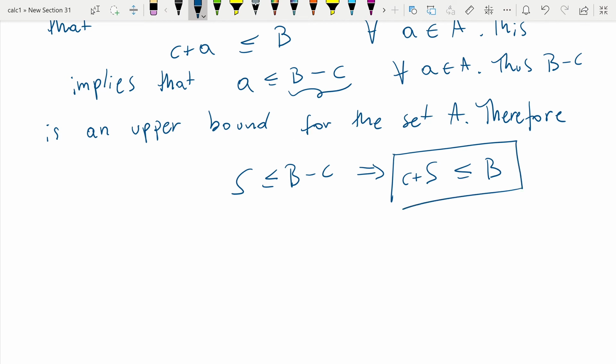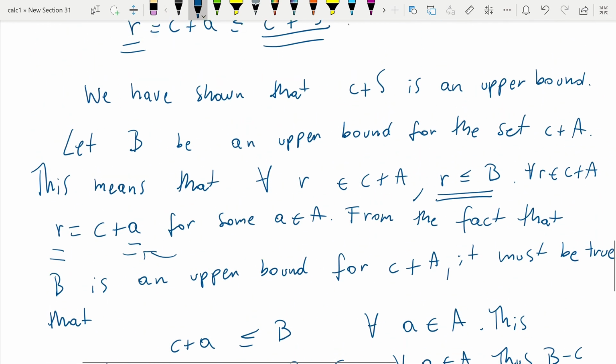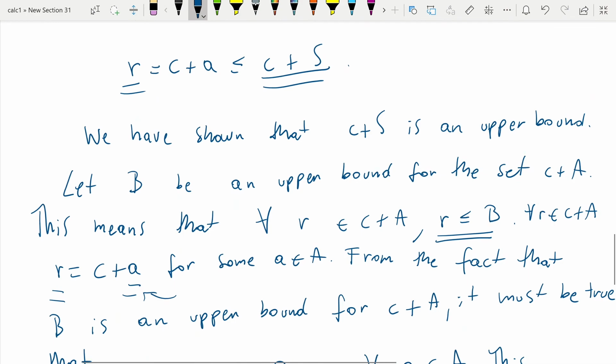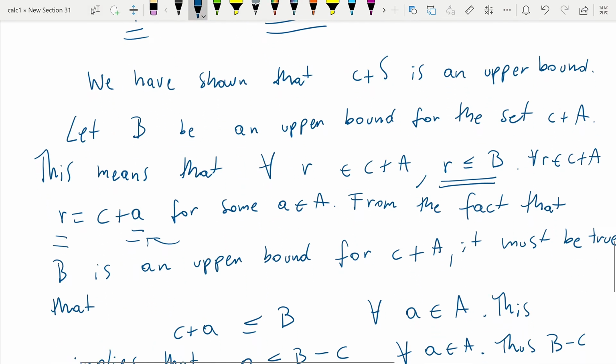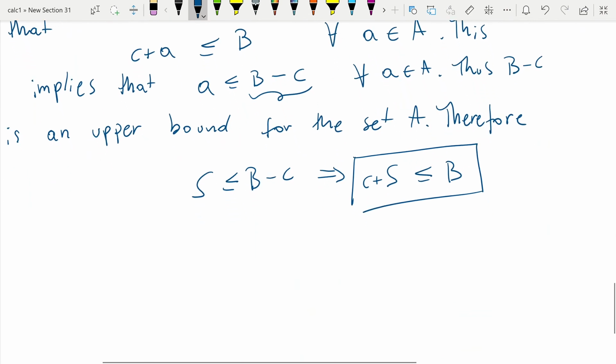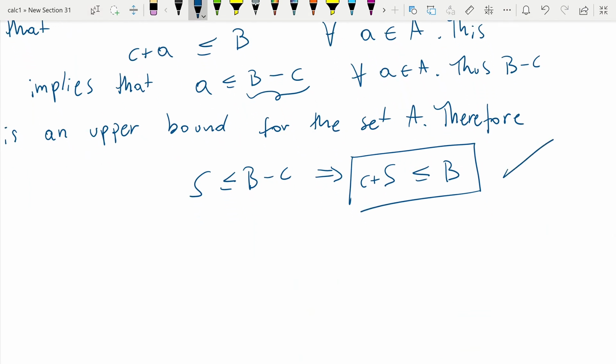And if we go back to what we are trying to show, is that if we have any upper bound B for the set C plus A, then B must bound C plus S from above. And this is exactly what we've accomplished here. So here, the conclusion is that we have a least upper bound then.